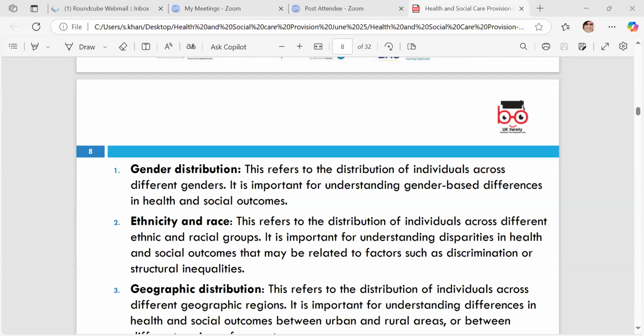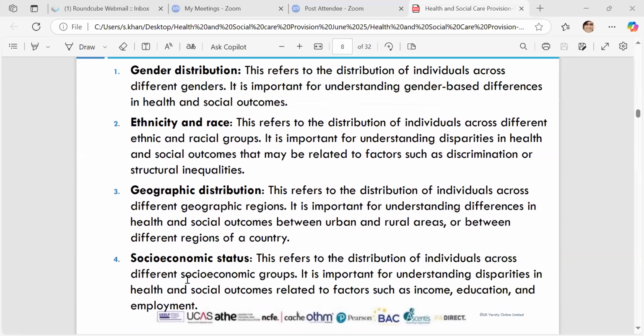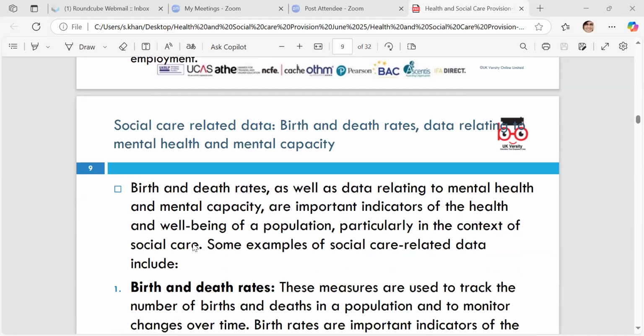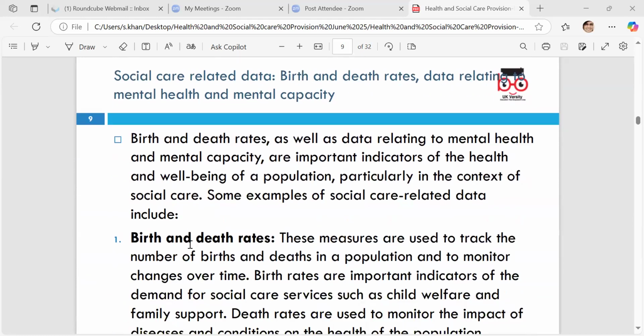The next one is ethnicity and race. And it refers to exactly what it says, the ethnicity and racial groups and the disparities between both. You've got geographical distribution, and this refers to individual elements like the urban areas they live in, the rural areas, elements of health and social care between those areas in different regions. And then we have socio-economic status, and this refers to individual distribution across different social groups. So it could be disparities, it could be income, it could be employment. And these are important in regards to trying to get data across. Social care related data, birth and death rates, related to mental health.